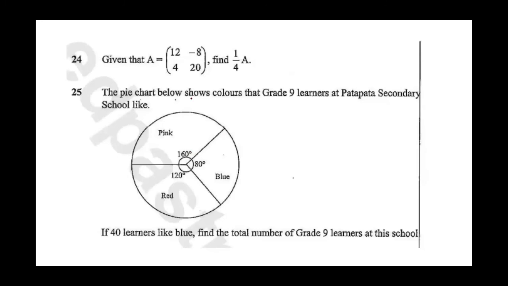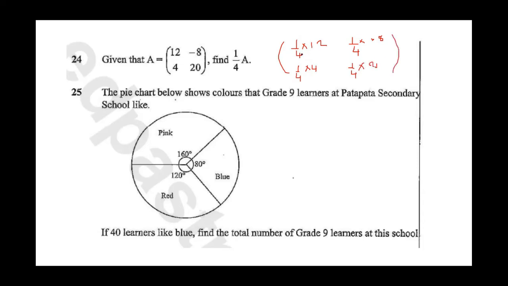Given that a is equals to 12, negative 8, 4, and 20, find 1 over 4a. So 1 over 4a, it simply means that we're going to multiply 1 over 4 multiplied by 12. So this matrix will be like 1 over 4 multiplied by 12. Okay, then also here 1 over 4 multiplied by negative 8. Then down will also be 1 over 4 multiplied by 4. Then even here to be 1 over 4 multiplied by 20. Okay, so it will be like that.